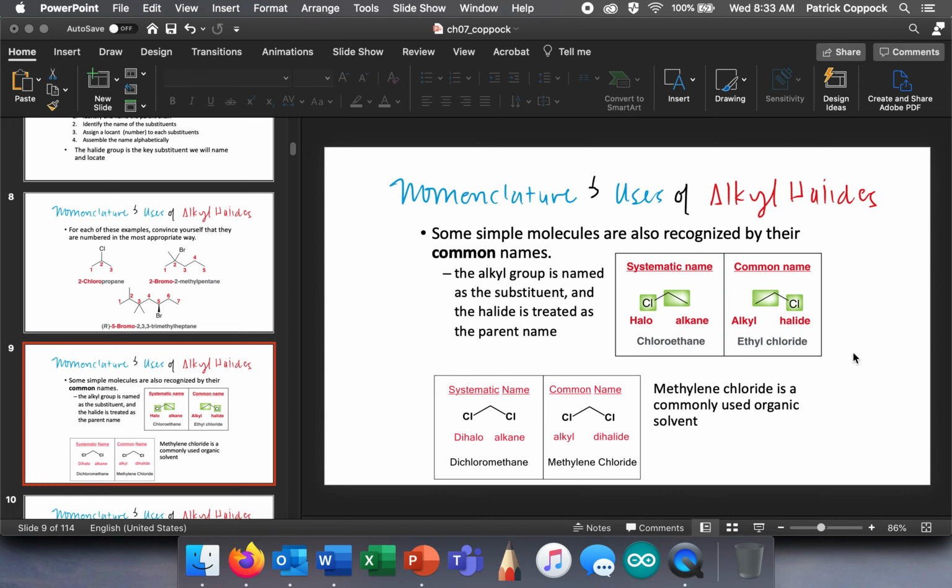Some simple compounds are important to appreciate because they are called by their common names. This is not unusual. You've seen things like this before, like acetic acid. So, for example, the systematic or IUPAC name for this would be chloroethane: there's our alkane, ethane, and then our halo, which is chloro. Technically it's 1-chloroethane, but since it's unambiguous which carbon the chlorine is on, we just say chloroethane. However, it's not unusual to call this an alkyl halide, ethyl chloride, the same compound. Same thing over here. This would be dichloromethane, because we've got just one carbon there, but we often call this methylene chloride.